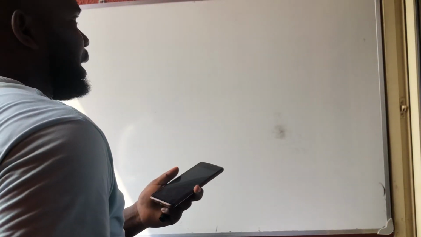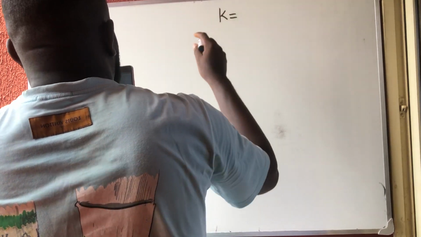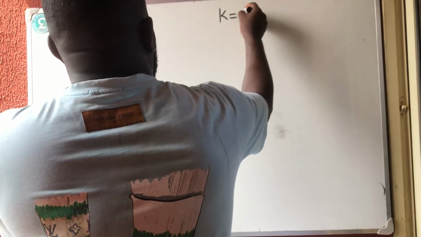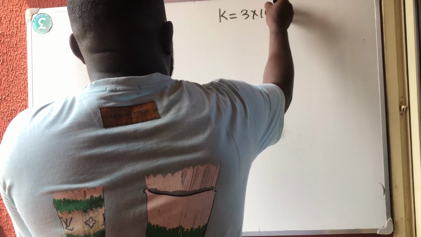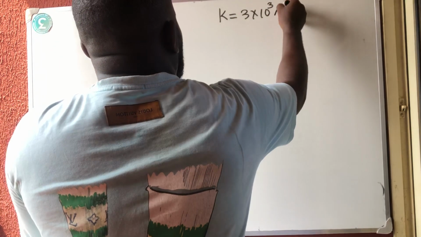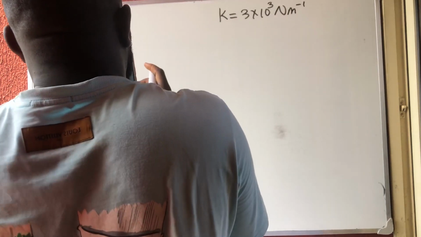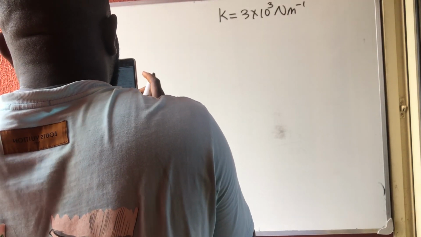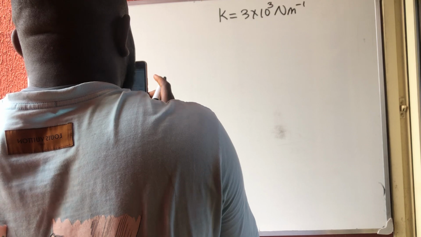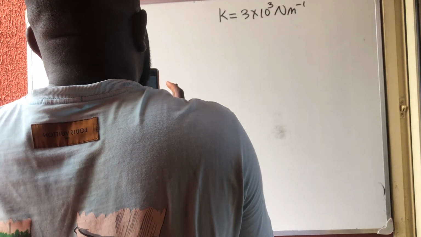Let's solve one more question before we move into how to determine the force constant using the graph. The question says a string with force constant K equal to 3 times 10 raised to power 3 Newton per meter is used to measure the mass of an object if the string extends by 2 cm.